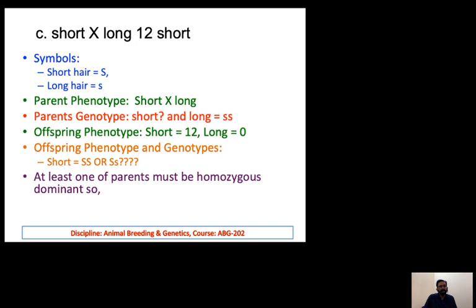Now, again, in this case, the answer is the same. At least one of them must be homozygous dominant. So it could not be heterozygotes, because if it is the heterozygotes, then at least one of them or some of them must be long phenotype. So the parents are capital S for the first one, and small s for the second one.